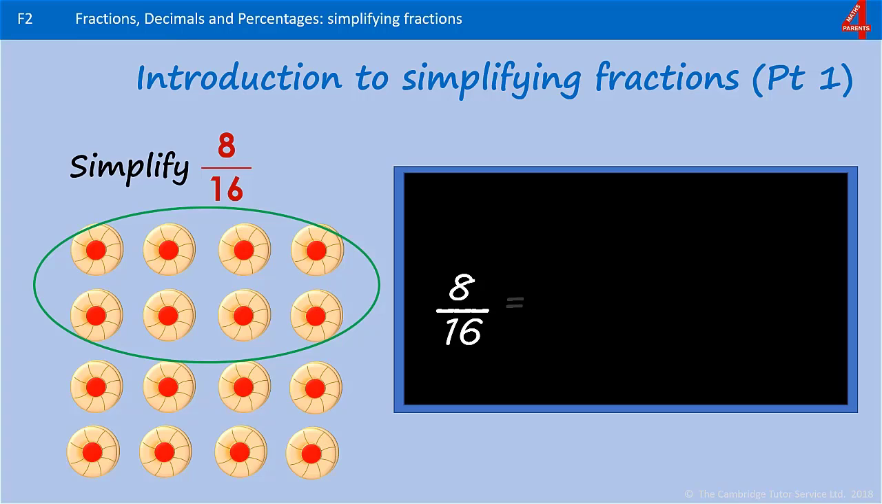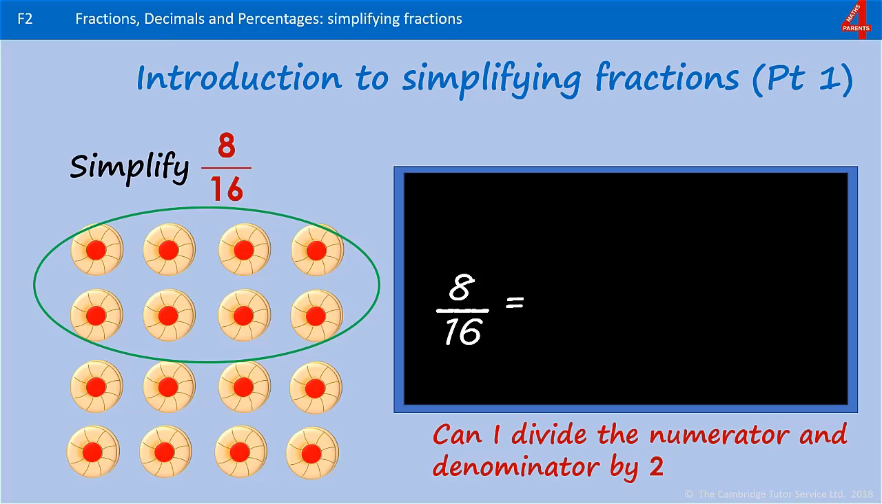Remember, we're doing this in small steps. Can I divide the numerator and denominator by 2? And I can, because 16 and 8 are even numbers. 16 divided by 2, that's 8. 8 divided by 2, that's 4. Once again, you can see we could go a bit further with this and simplify it even more. 8 and 4 will both divide by 2.